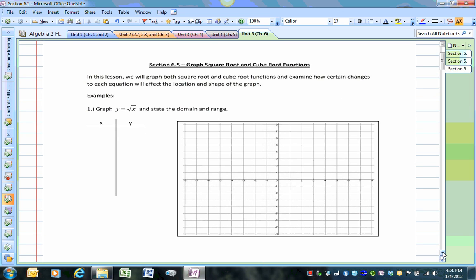So we'll start with the most basic square root function you can have, y equals square root of x. Usually when you haven't graphed anything before, it helps to make a table. Eventually we want to get away from making a table, but in order to figure out the parent function for square root, we want to see how it looks.